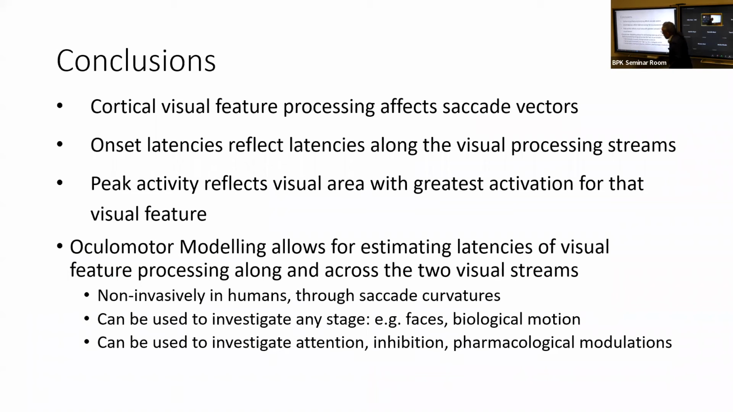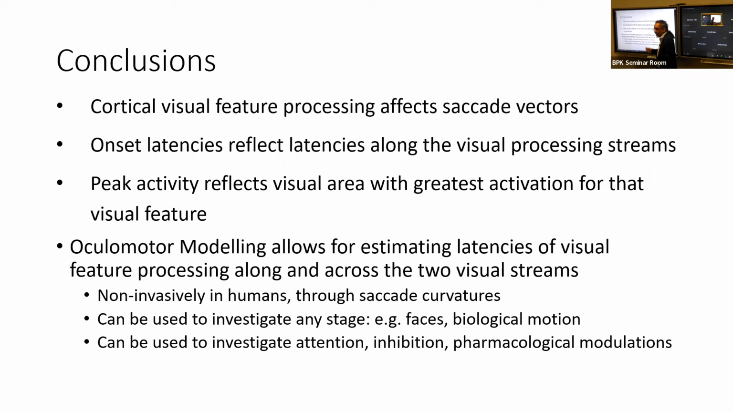All right. So cortical visual feature processing affects saccade vectors. The onset latencies reflect latencies along the visual processing streams. Peak activity reflects the visual area with the greatest activation for that feature. And this modeling allows us to estimate latencies of visual processing along and across the two visual streams. We can do this non-invasively. So now it can be used to ask the questions about when's the latency of any type of complex stimulus. When is the time that the area starts firing to it, and when is the peak activation?